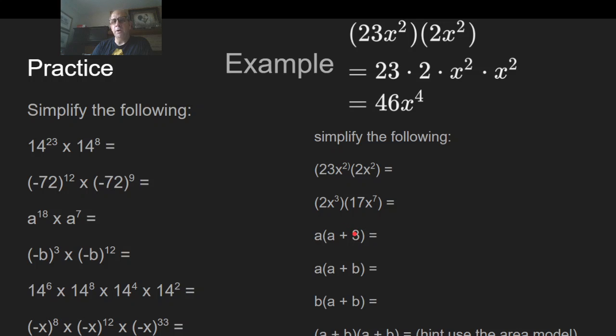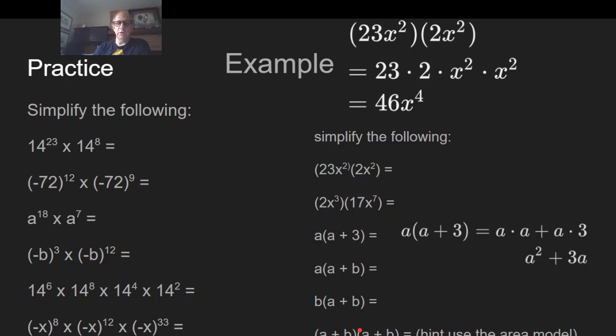Our distributive property gets a little different. So I have 2 terms inside the parentheses. I'm going to multiply everything outside the parentheses times everything inside the parentheses. So a times a will be a squared, and then a times 3 would be 3a. So that would be a squared plus 3a. Think about this one. A times a plus a times b. This one would be b times a plus b times b.